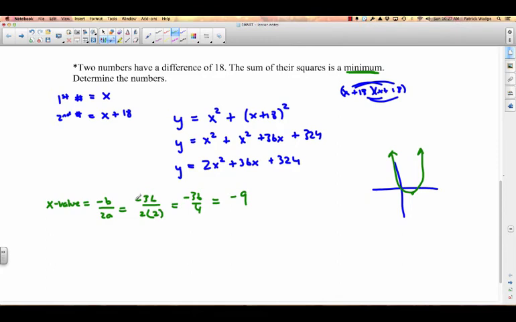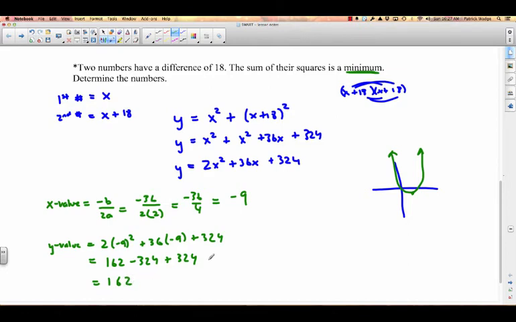Alright, if you want to get the y value now, which is also useful, we'll talk about that in a second, let's find the y value. Best way to do it, plug negative 9 into these x spots here. So we have 2, and then negative 9 squared, plus 36 times negative 9, plus 324. Negative 9 squared is 81, times 2 is 162. 36 times 9 is negative 324, and then plus 324. Well, obviously these two terms are going to cancel, so you're just left with 162.